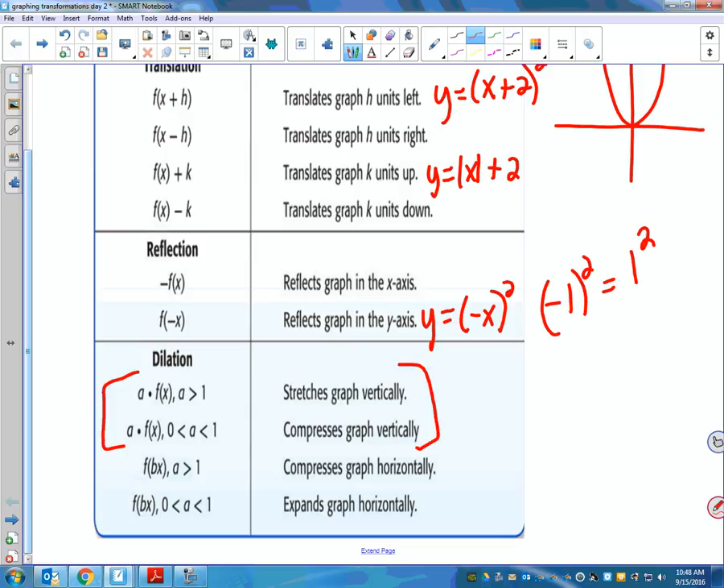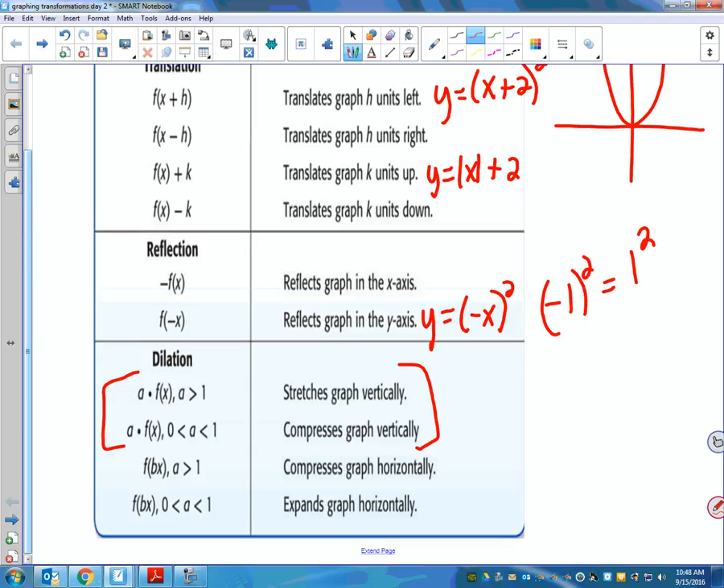When you multiply on the outside, that is either going to vertically stretch it or vertically shrink it, depending on whether you multiply by a number bigger than 1 or a number between 0 and 1, like 1/2 or 1/3. And again, we graphed two of those. Horizontally, we could talk about shrinking a graph like this or stretching it out horizontally. Again, it's all about whether the number is inside or outside.